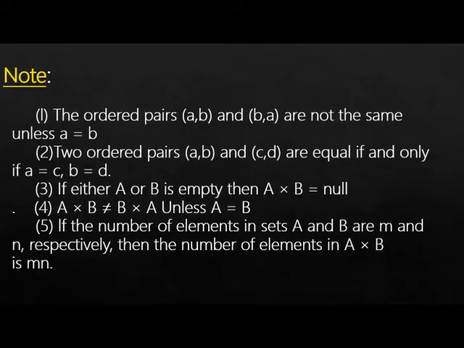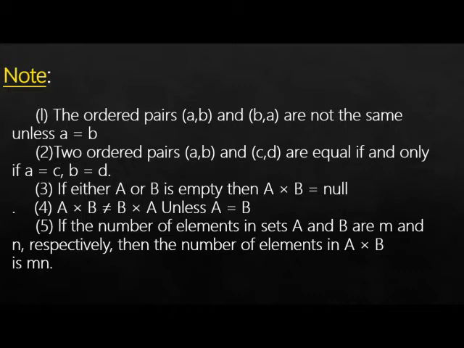Number four is A cross B is not equal to B cross A unless A is equal to B. What does it mean? It means that whenever we have two sets A and B, we have to find the Cartesian product A cross B. A cross B means the first components of this Cartesian product's ordered pairs must belong to the set A, and all the second components of the ordered pairs should belong to the set B.